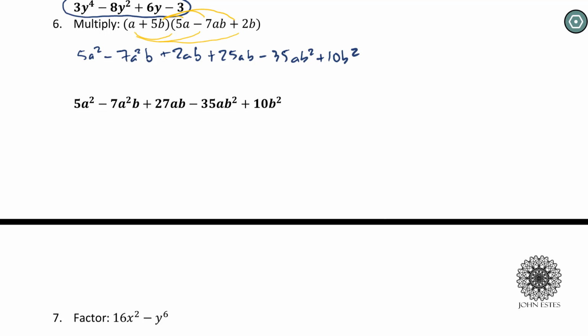Okay, now combining my like terms, let's see. The only like terms I really have are these two in the middle, right? There's only one a squared term. There's no a squared b terms other than this one, and so on. So I just combine those. So that gives me a 5a squared minus 7a squared b. 2ab plus 25ab results in a 27ab. Then I have negative 35ab squared and a 10b squared, and there's our answer. Pretty straightforward.